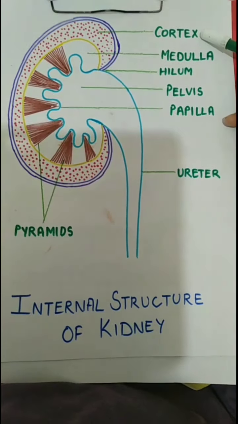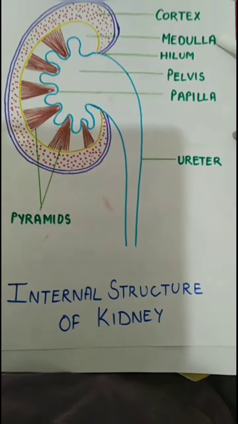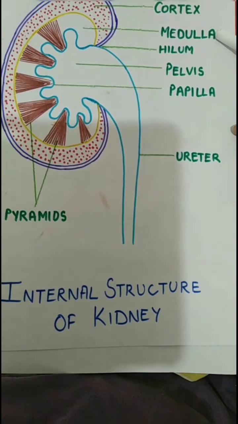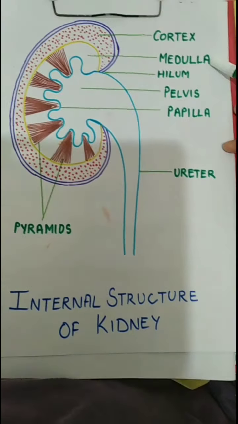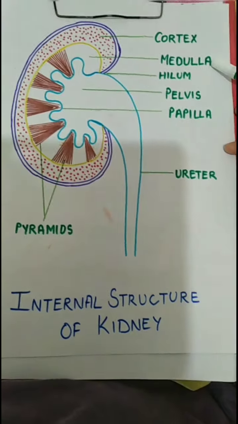It appears dotted in the slides. So I've given it a red color dotted appearance. After this we have a medulla which appears pale yellow color. So this medulla is composed of the thin striped substances I have shown with brown color.